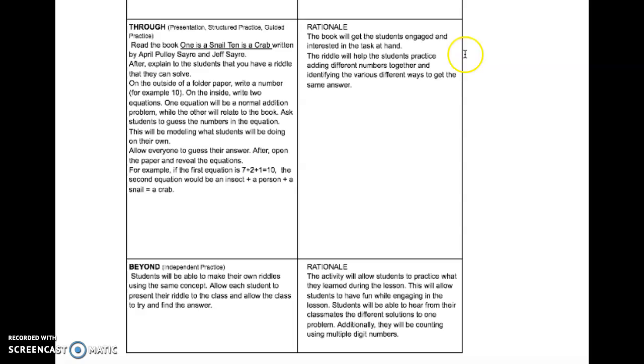And the book will get the students engaged and interested in the task at hand. The riddle will help the students practice adding different numbers together and identifying the various different ways to get the same answer.